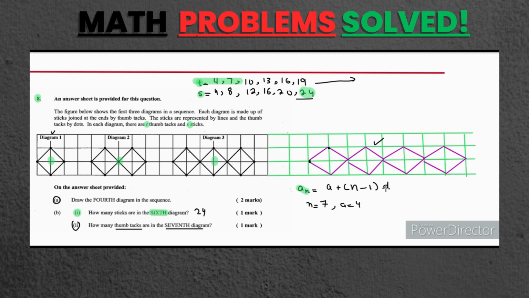A is the first term here, so A is just 4. And what is D here? D is the common difference. The difference is 3 here. So if we calculate a_n, a_n equals A, which is 4, plus n minus 1, which I will calculate directly. n is 7, so it will be 6, and D is 3. So 3 times 6 is 18, 18 plus 4 is 22. So in the 7th diagram, there will be 22 thumbtacks.